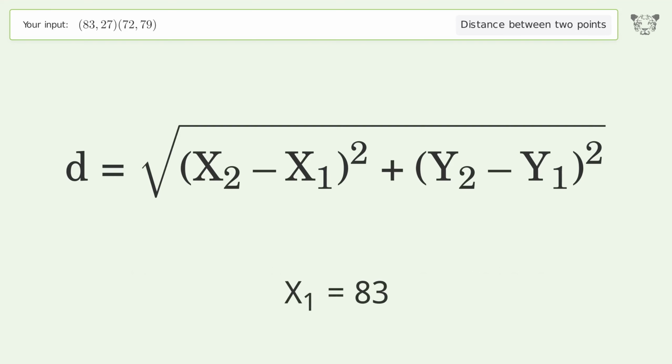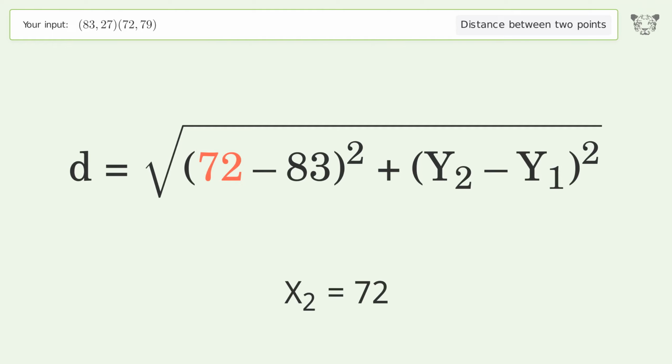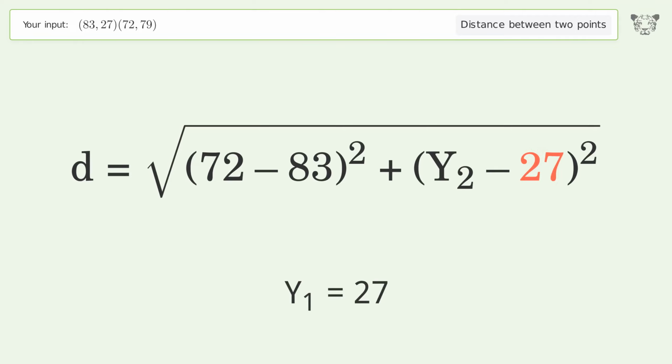x1 equals 83. x2 equals 72. y1 equals 27. y2 equals 79.